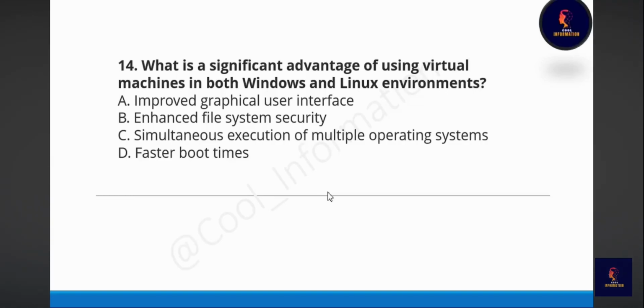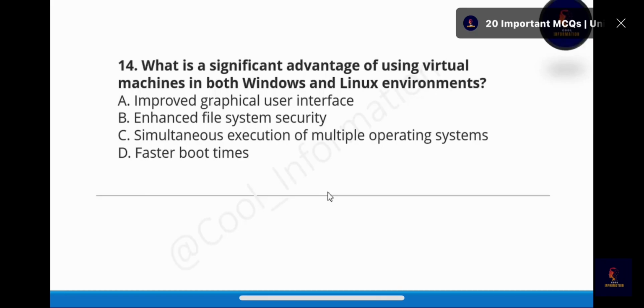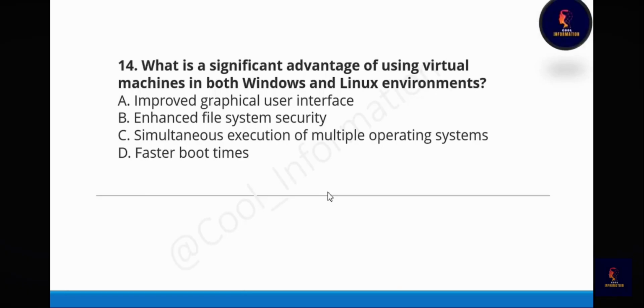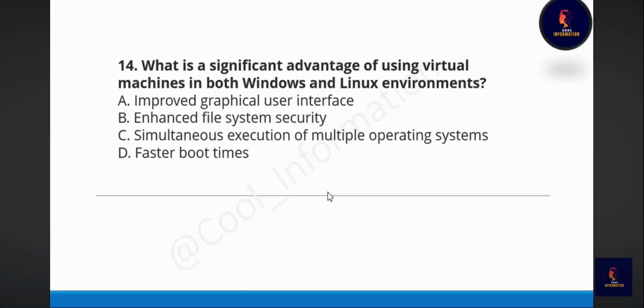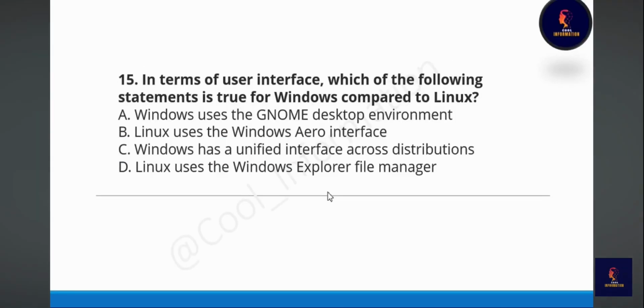Next question. What is the significant advantage of using a virtual machine in both Windows and Linux environments? Options: improved graphical user interface, enhanced file system security, simultaneous execution of multiple operating systems, faster boot times. Correct option is option C, simultaneous execution of multiple operating systems.